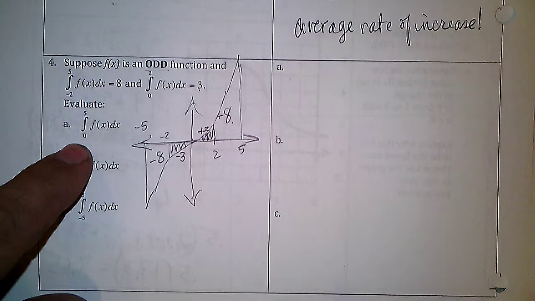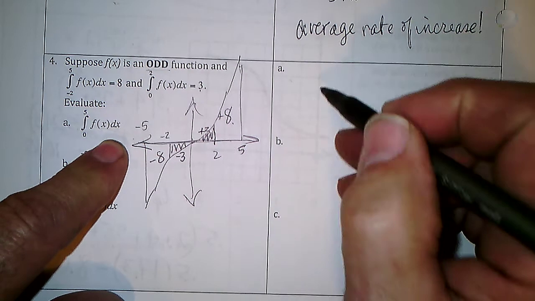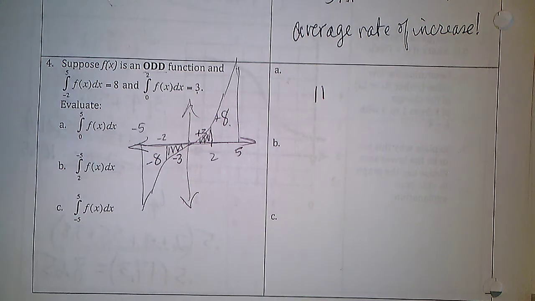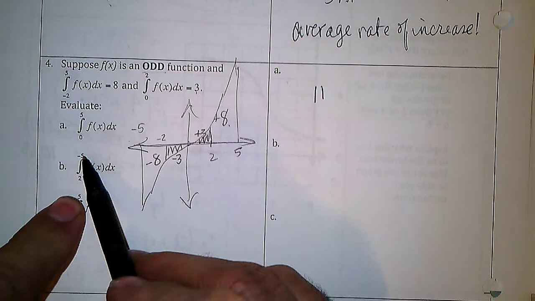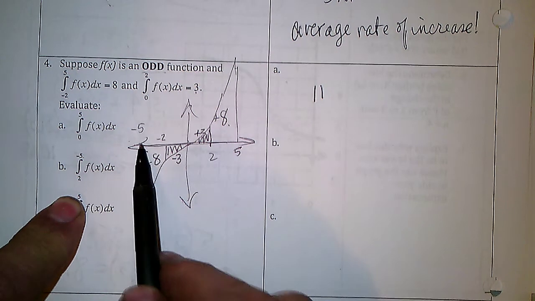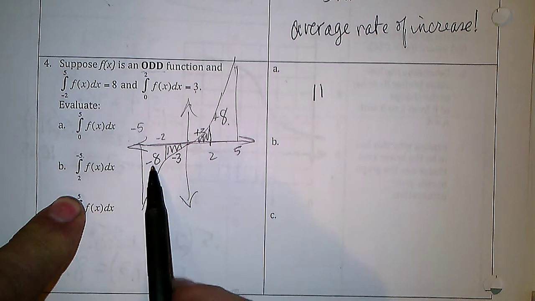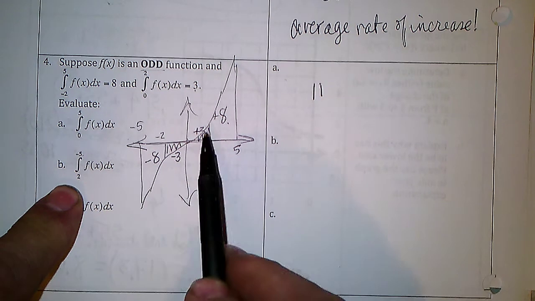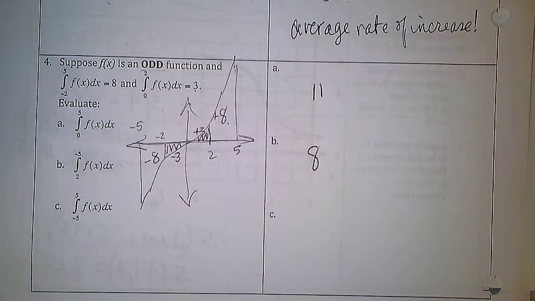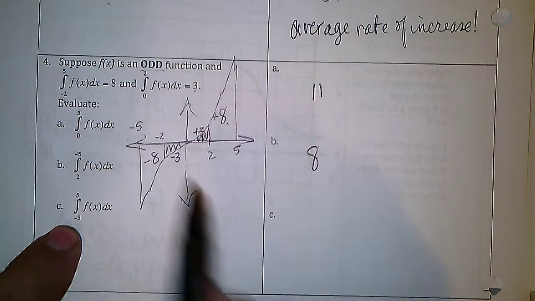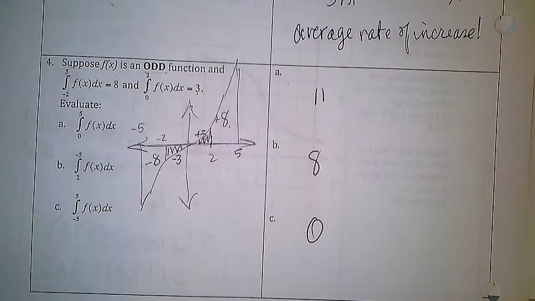So, 0 to 5, well, that's going to be 3 plus 8, 11. From 2 to -5, oh, that's backwards, so that's going to change the sign. That would be -8, but since we're doing this from 2 to -5, it'll be +8. And then from -5 to 5, since it's an odd function, that's got to be 0.